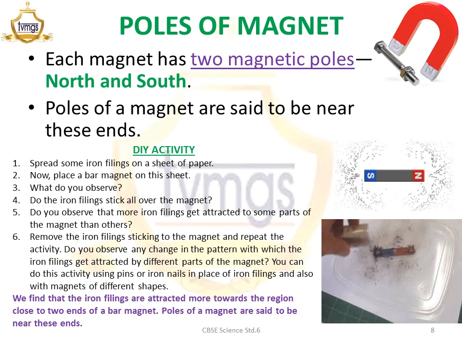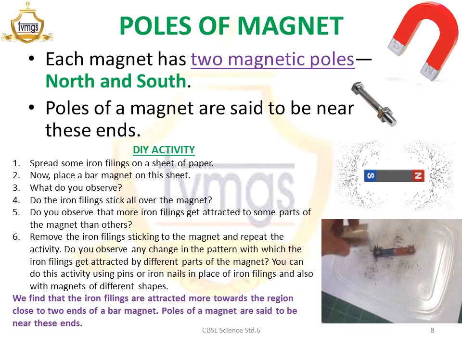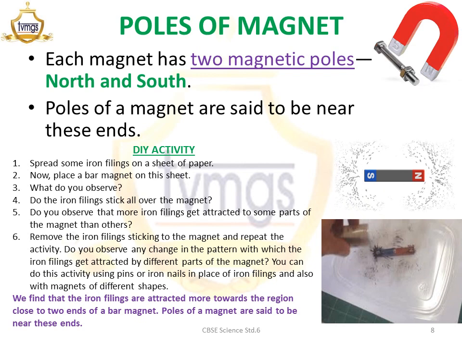Time for some DIY to check the poles of a magnet. Spread some iron filings on a sheet of paper. Now bring a bar magnet on this sheet. Observe. What do you see?